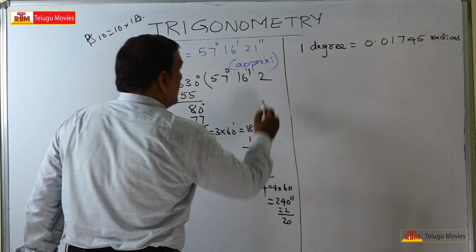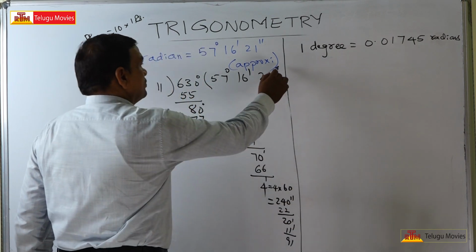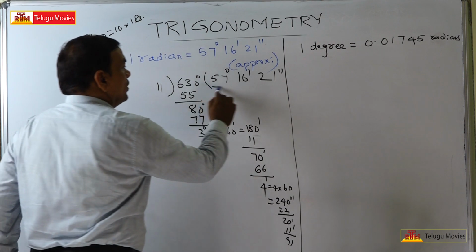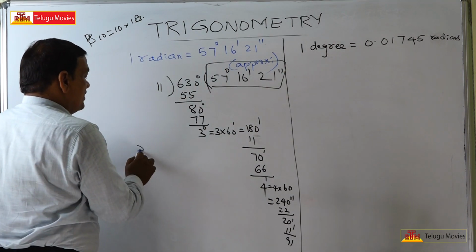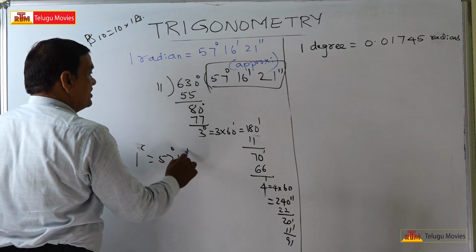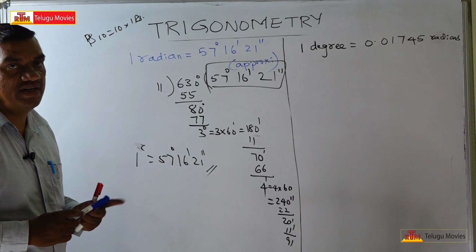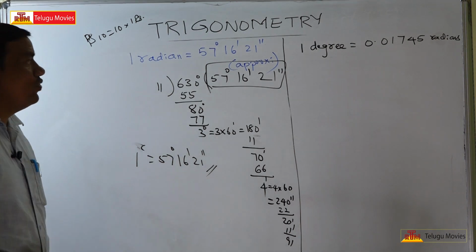Again 11 twos are 22, and 11 ones are 11. So this is 11 seconds. So 1 radian is equal to 57 degrees 16 minutes 21 seconds approximately. Okay? Approximately. So this is how you have to prove it.